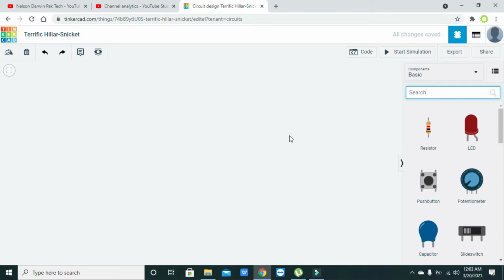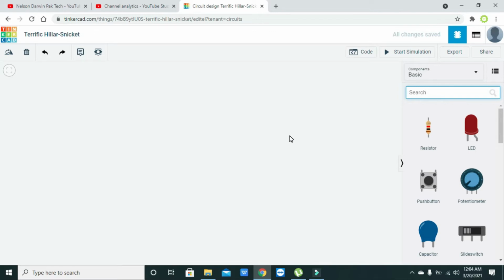Hey guys, in this video tutorial I will explain a bit about the half-wave bridge rectifier within the Tinkercad software. As we know, a rectifier is a device that can convert AC voltages into DC voltage. So we know that a diode always serves as a rectifier.